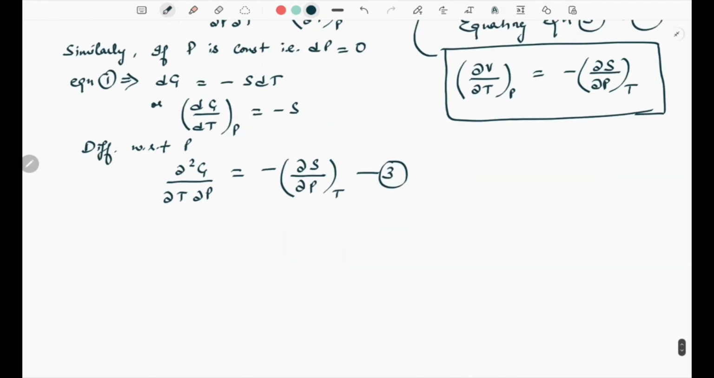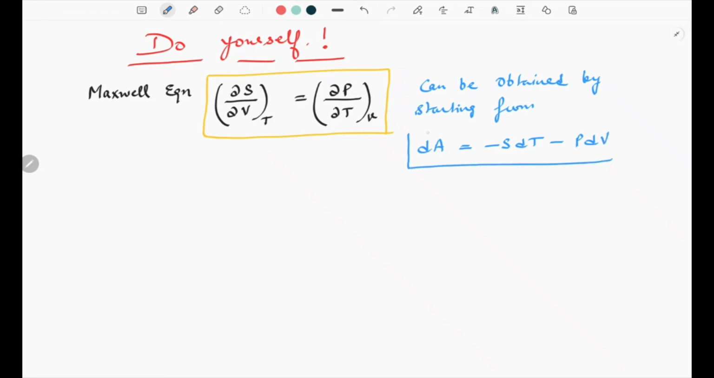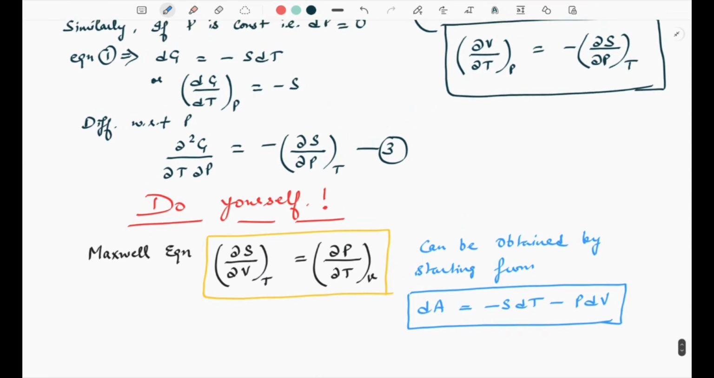And moving on, Maxwell equation 4 can be obtained by starting from dA is equal to minus SdT minus PdV. This one you can achieve by using the mathematical procedure which we have discussed in the previous 3 equations.